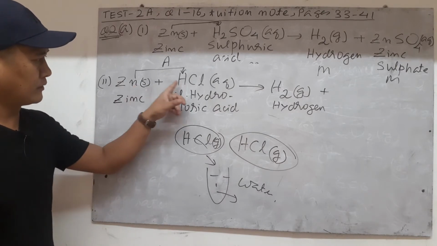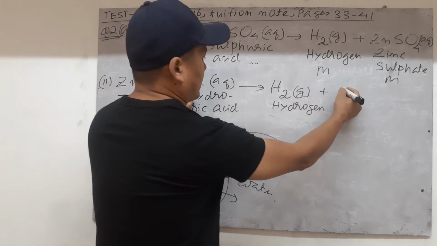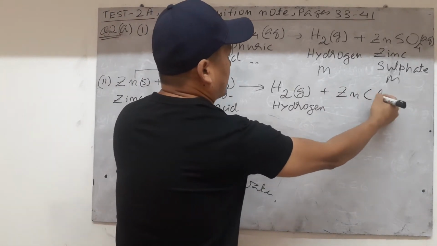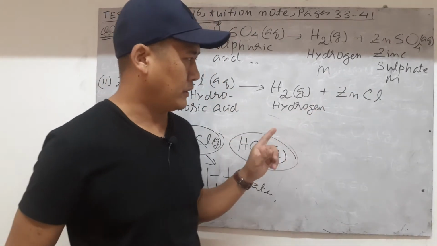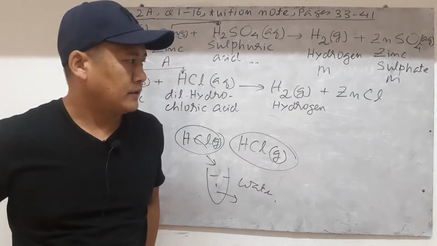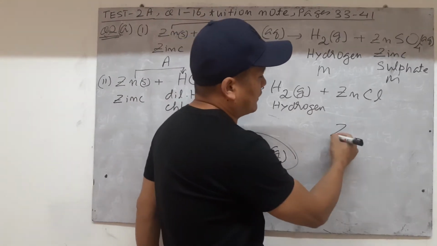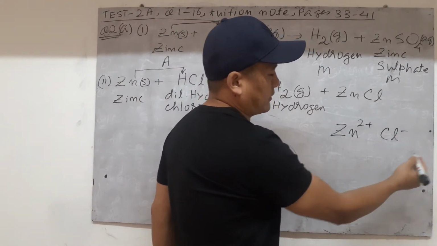So if zinc pushes out hydrogen and takes its place, what will it turn out to be? Zn, and then just write the symbols without thinking too much. What should be the number? Don't think about the correctness of the formula in the initial stage, okay? Then you will take your starter. We know that zinc is always associated with the ion Zn2 plus, chloride is always Cl1 minus.